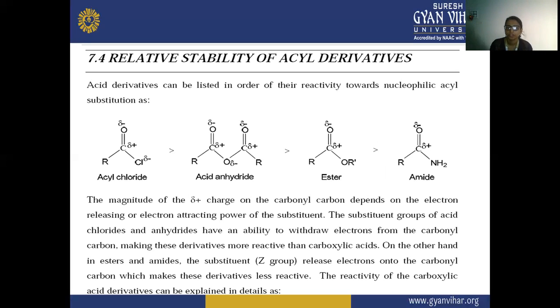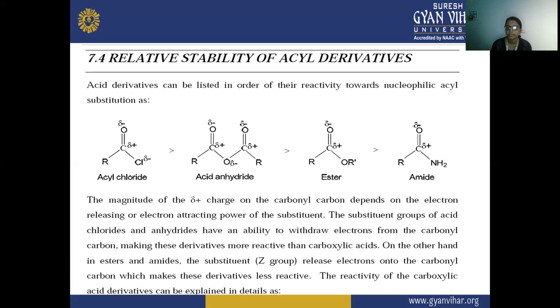Then the relative stability of the acyl derivatives. The acid derivatives can be listed in order of reactivity towards nucleophilic acyl substitution: acyl chloride is the most reactive, then acid anhydride, then ester, then amide. The magnitude of the delta plus charge on the carbonyl carbon depends on the electron releasing or electron attracting power of the substituent. The substituent groups of acid chloride and acid anhydride withdraw electrons from the carbonyl carbon, making these derivatives more reactive than the carboxylic acid.